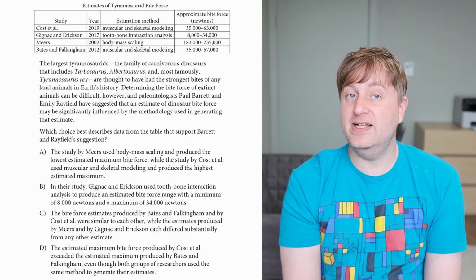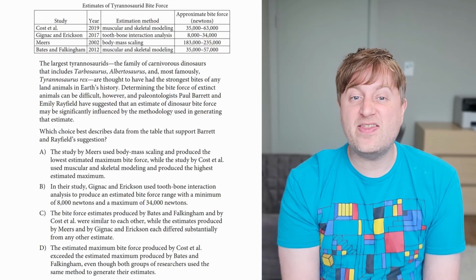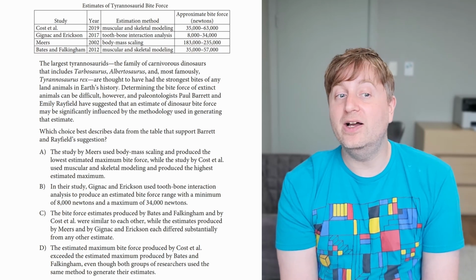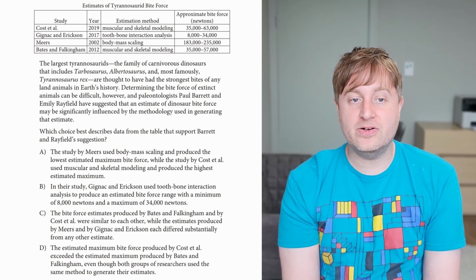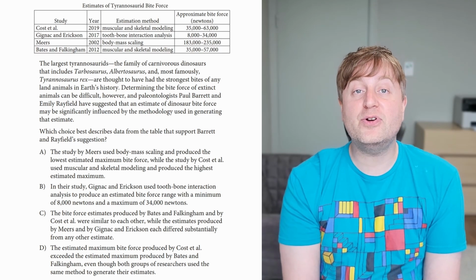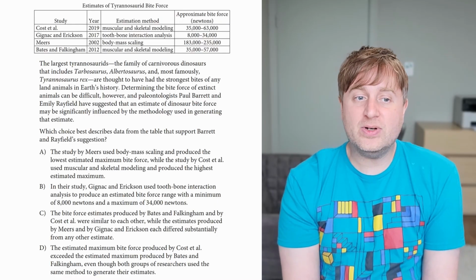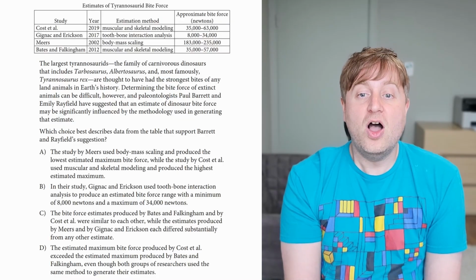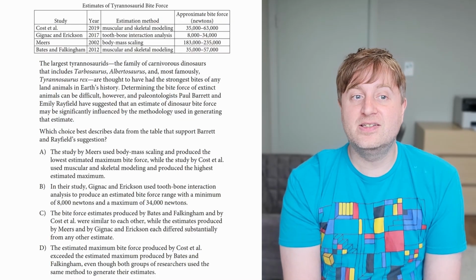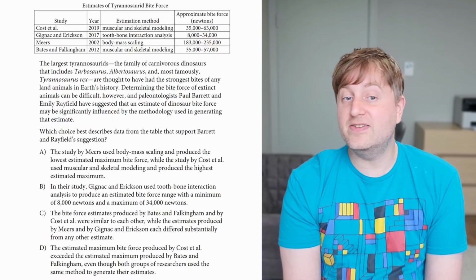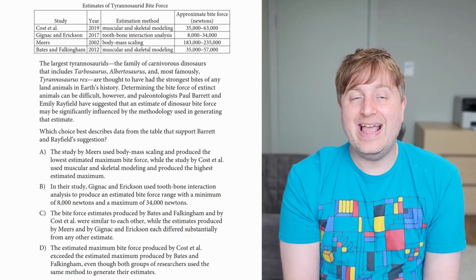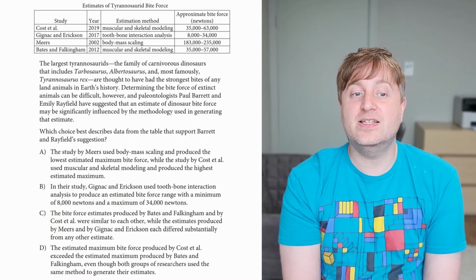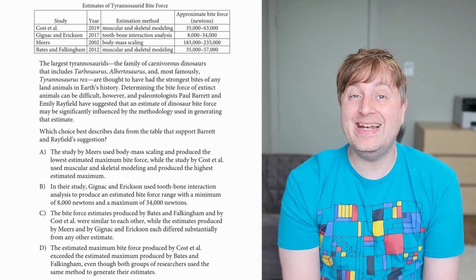Produced similar estimates, and looking at the chart, we can see that they also used the same estimation methodology. Meanwhile, it tells us that the estimates by Mears and Gignac and Erickson differed from other estimates. And we'll notice that not only is this true, but also that those particular studies also used different methods. Therefore, answer C gives us information that is true, and it also suggests that different methodologies can lead to different estimates. Therefore, we can pick it and move on.